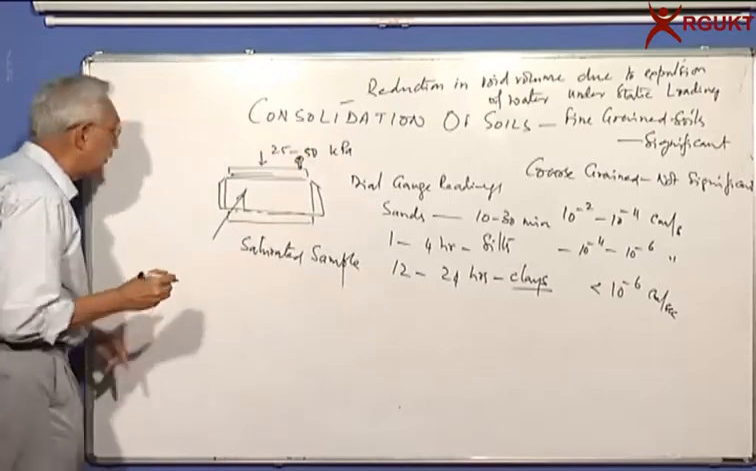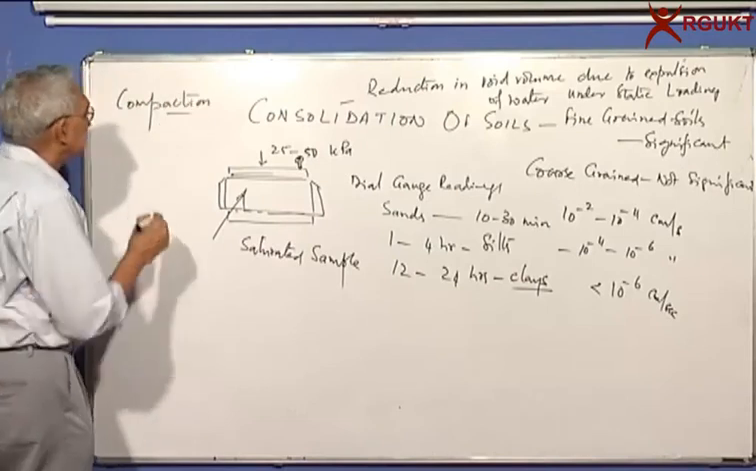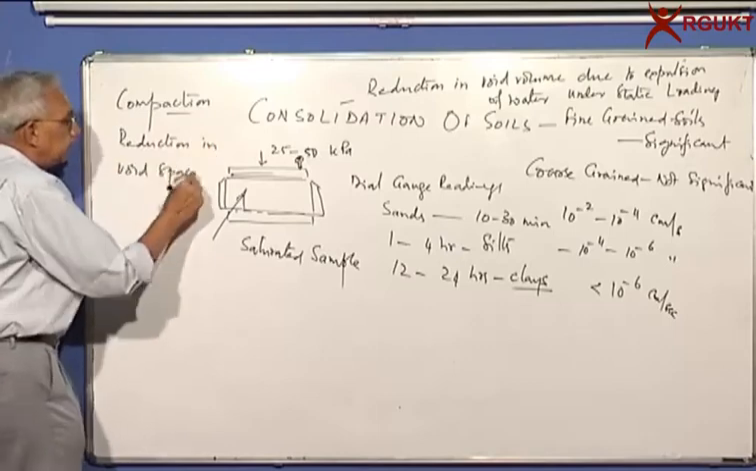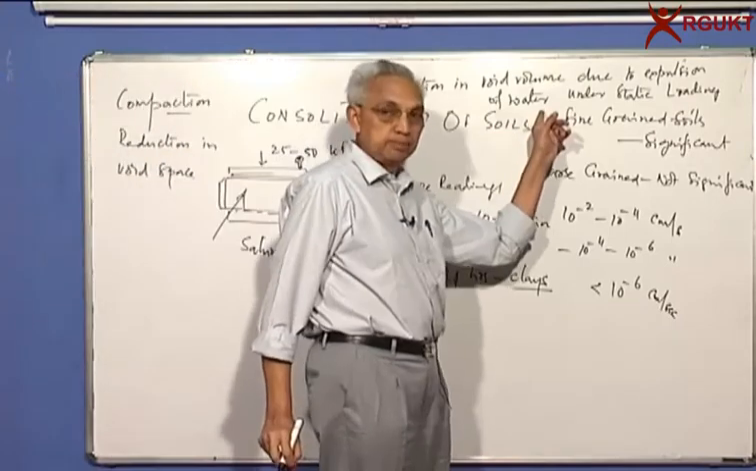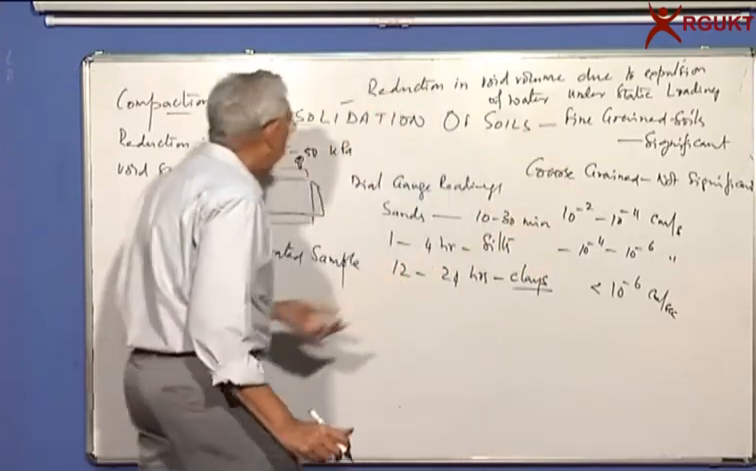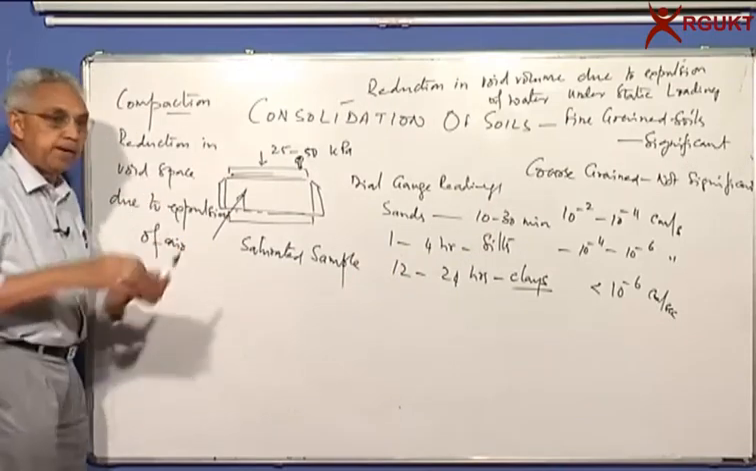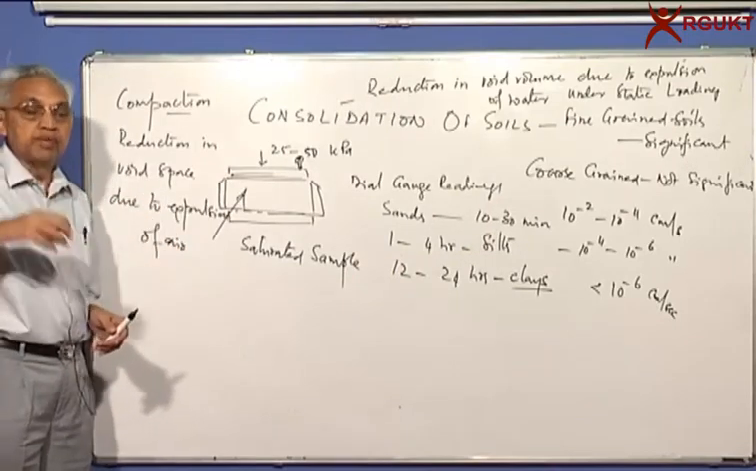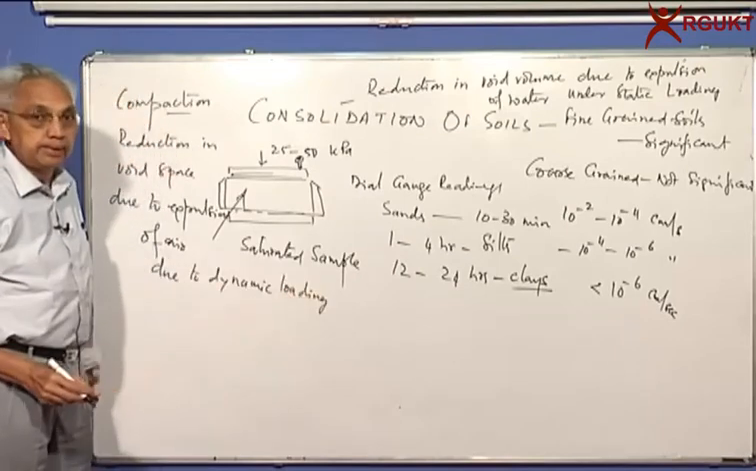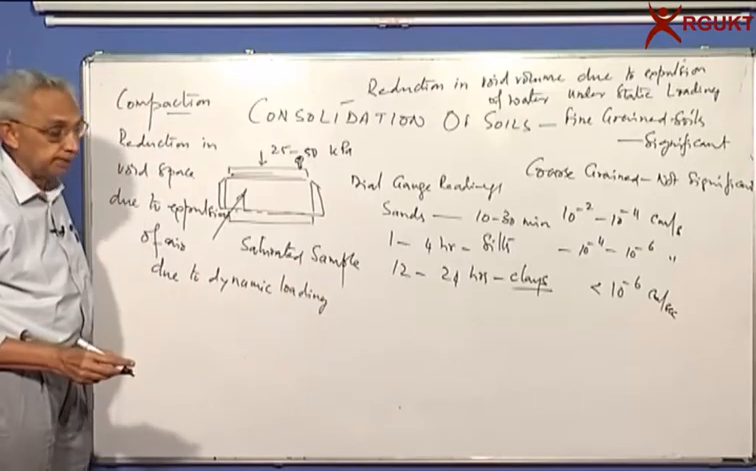A similar term you probably have used earlier was compaction. Compaction is a process where you have reduction in void space due to what? Is it due to expulsion of water or expulsion of air? You agree? We have removed the air and not water. And how is this achieved? By compacting, which means you have dropped the hammer, so it's a dynamic loading. Please remember, these two are very different phenomena and you should not confuse one with the other.